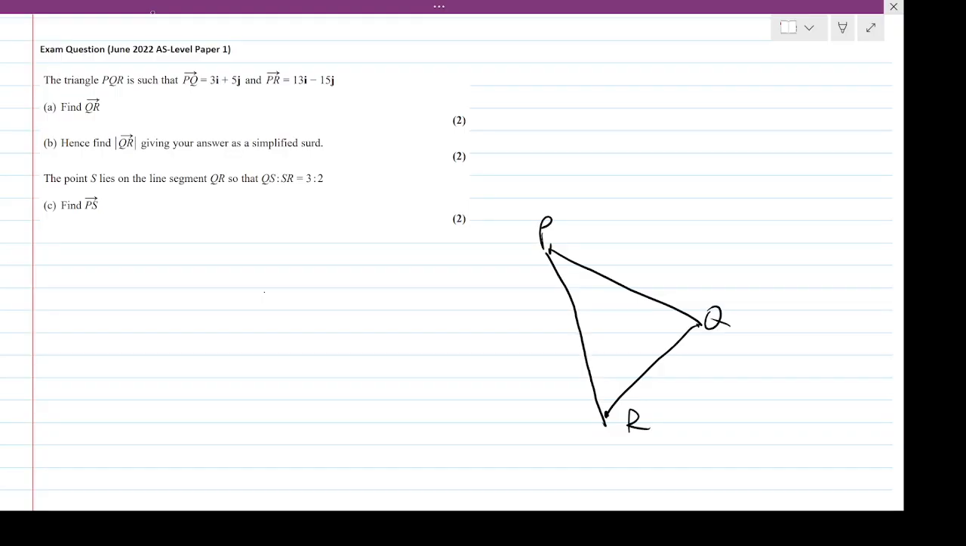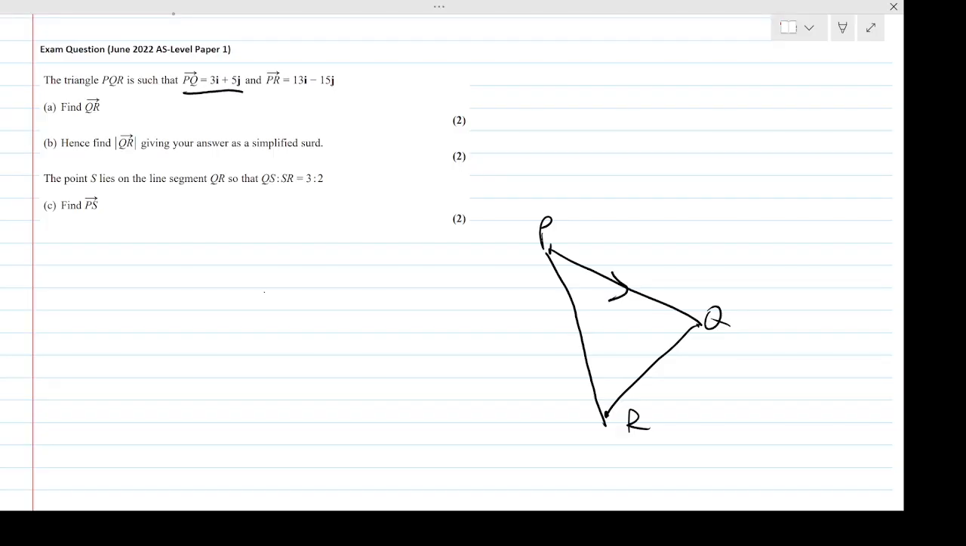I'm not worried about how accurate it is or how oriented it is, just a rough idea of a triangle with my points. So PQ is that vector there, P to Q. I'm given that. I'm also given P to R, which is that vector there. I need to find Q to R, so that vector there. Right, okay.